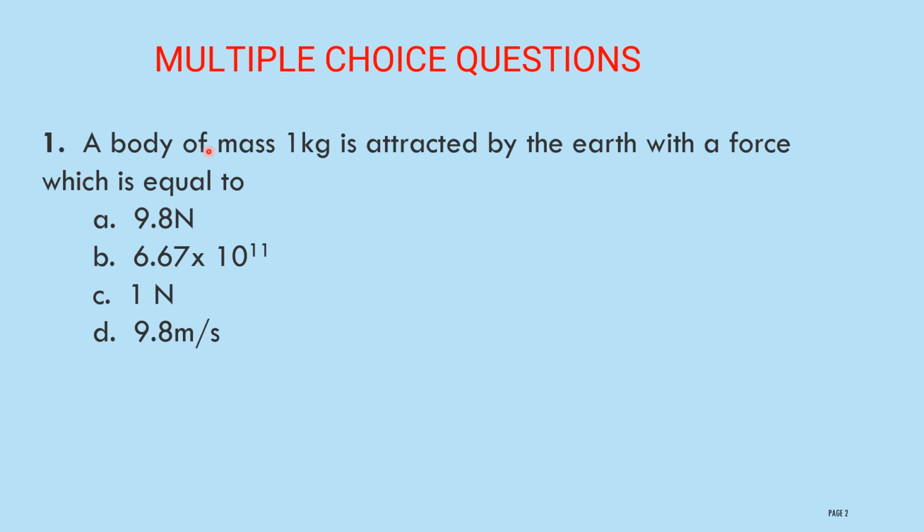First question: a body of mass 1 kg is attracted by the earth with a force which is equal to: option A, 9.8 newton; option B, 6.67 into 10 to the power of 11; option C, 1 newton; option D, 9.8 meter per second. To calculate the gravitational force, the formula is F = m a. Here m is 1 kg, and acceleration is 9.8. So 9.8 into 1 equals 9.8 newton. Therefore, the correct answer for this question is 9.8 newton.